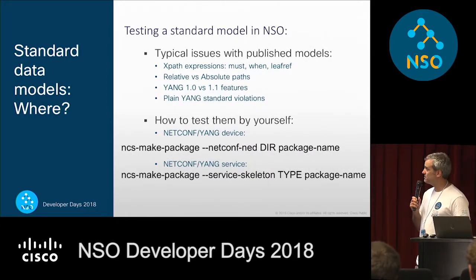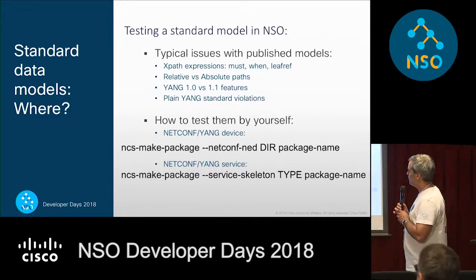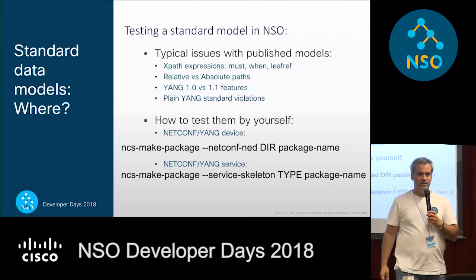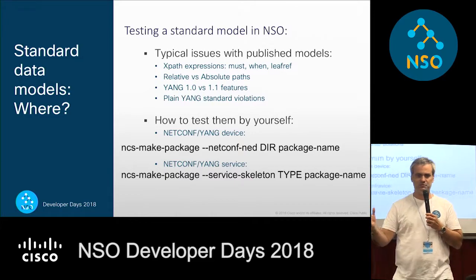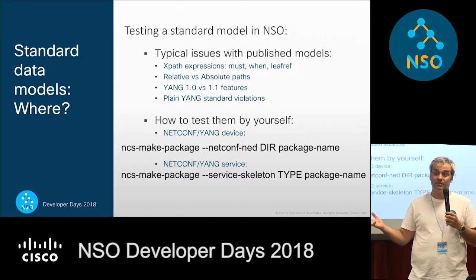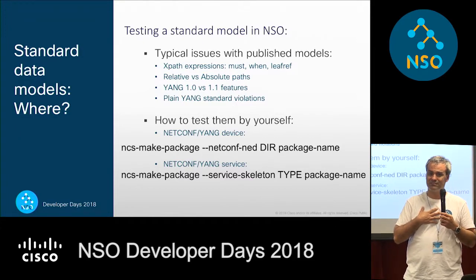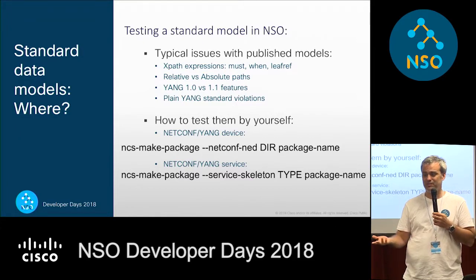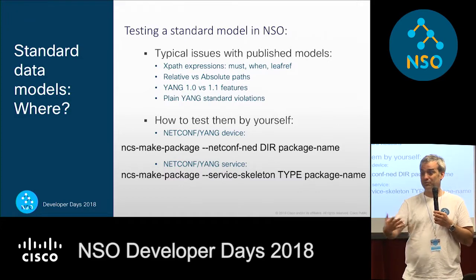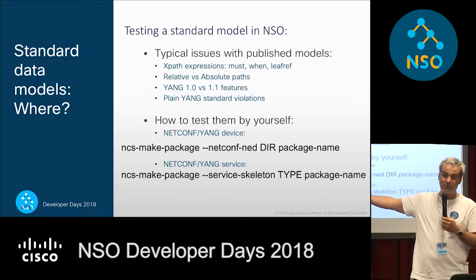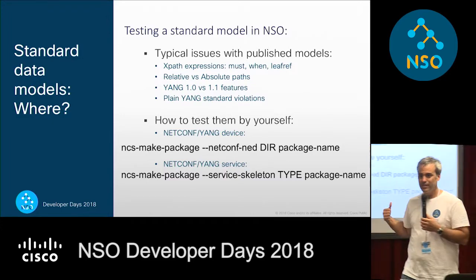So based on experience, the most typical thing we see now is the XPath expression problems. They put in the YANG model a must expression that points to a non-existing leaf. Their compiler doesn't even check the must, but we do check the must, correct? So that's an issue, because when you go to NSO, NSO will not accept that YANG model. Maybe they didn't care because their tool doesn't do that, but we do care.